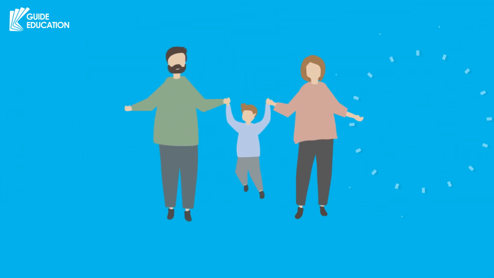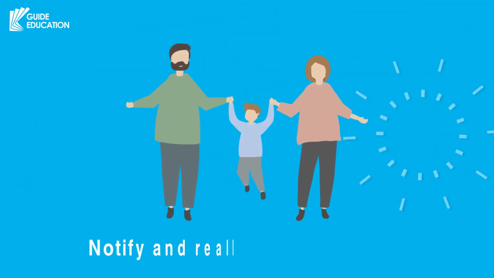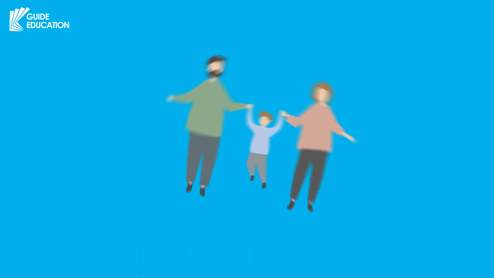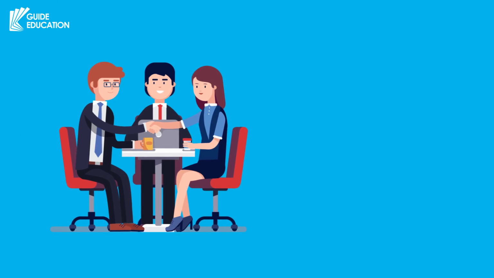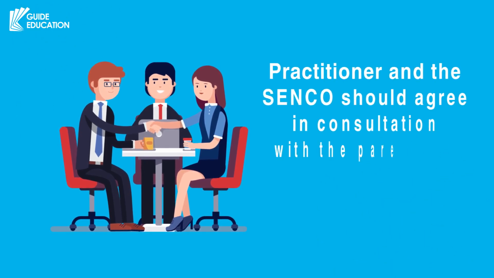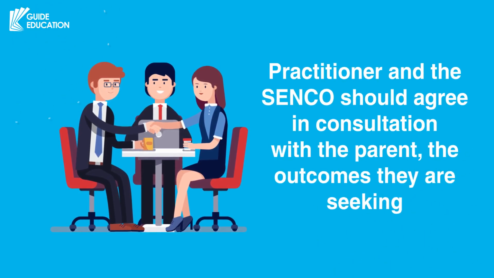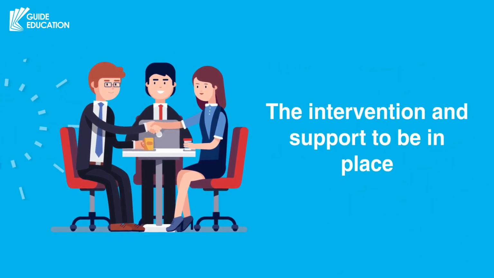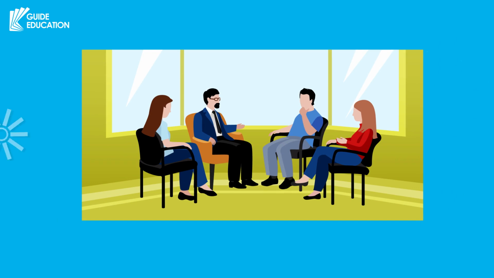When you're planning, you need to plan in how you're going to notify and really consult parents about their child being within this intervention. The Code of Practice says that practitioners and the SENDCo should agree in consultation with the parent the outcomes that they are seeking, the intervention and support to be in place. So you really need to consult with parents and carers on this.